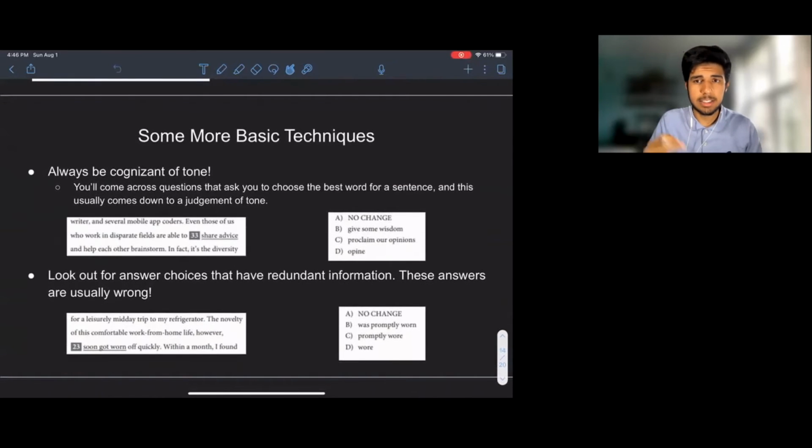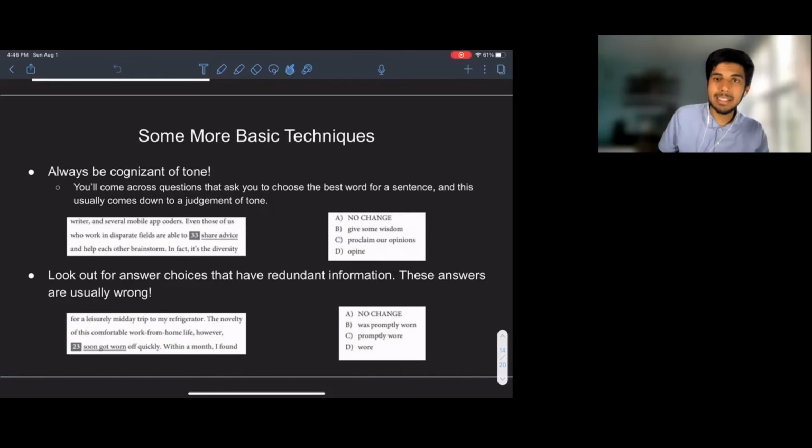First, you should always be cognizant of tone. In every exam, there are usually 2 or 3 questions where you have to decide between tone, and oftentimes you have to choose the best word or words for a sentence, and that comes down to judgment of tone. So let's look at the picture. The sentence says, "Even those of us who work in disparate fields are able to share advice and help each other brainstorm." It's kind of difficult to answer this question because we don't have the context of the passage to see the tone that was used previously and afterwards. But let's just look at the answer choices.